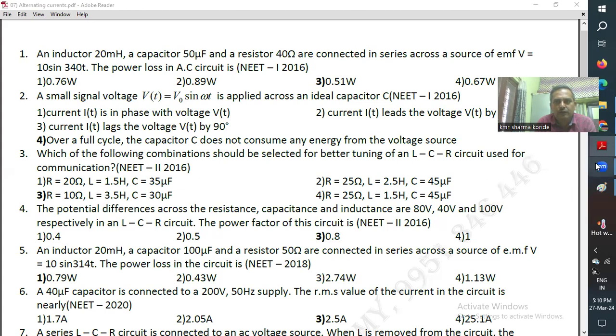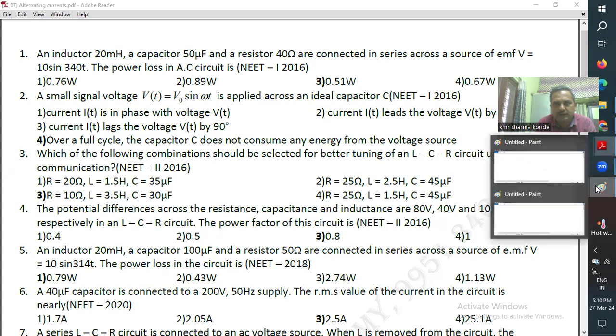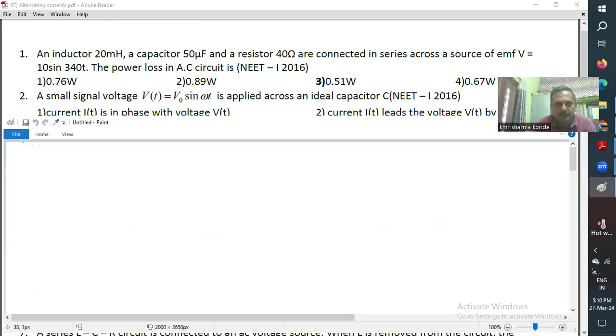Let us start with the first question. An inductor of 20 millihenry, a capacitor of 50 microfarad and a resistor of 40 ohm are connected in series across a source of EMF V is equal to 10 sin 340t. The power loss in the AC circuit is, so this is given in 2016.